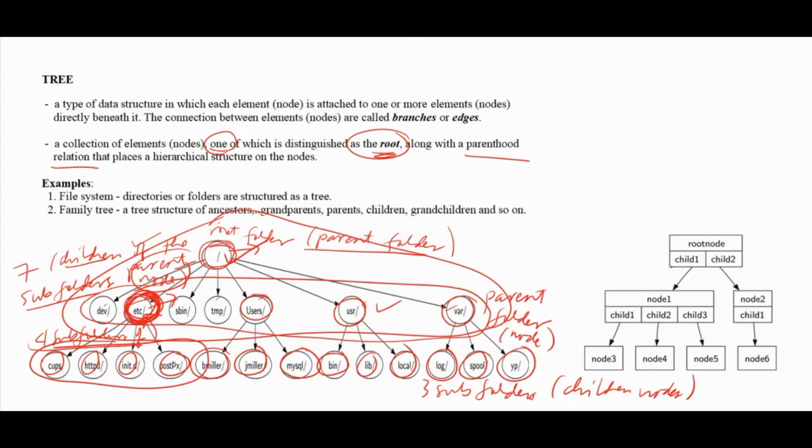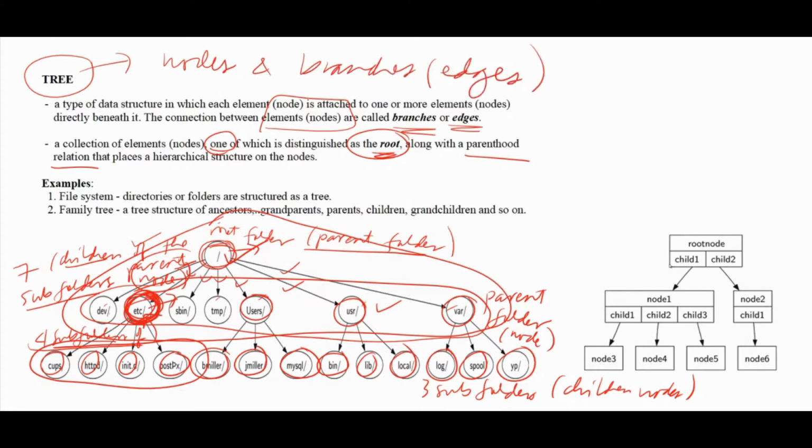Now, the definition says that the connection between nodes or elements are called branches or edges. So all of these arrows here are branches or edges. So basically, a data structure tree consists of nodes and branches, another word for which is edges. And among all of these nodes in the tree, one is distinguished as the root. So there is only one root and several children nodes in the hierarchy.